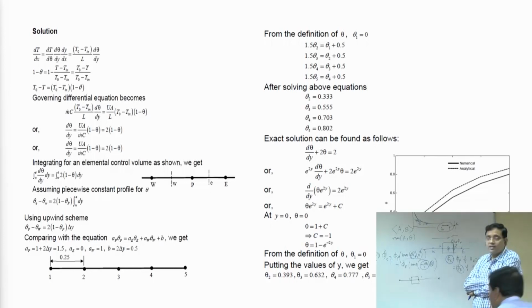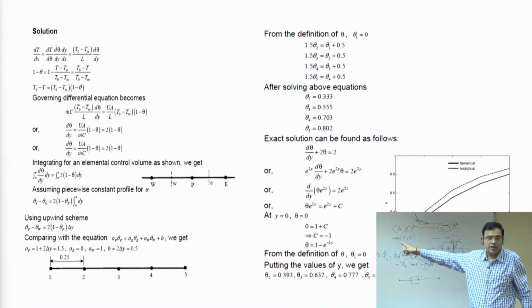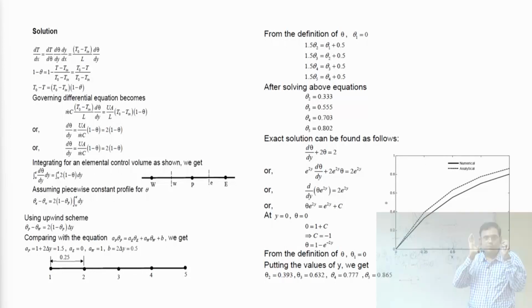And exact solution you can also find out, analytical solution, d theta dy plus 2 theta equal to 2. So, you can get the analytical solution, and with these values if you make a graph of the numerical and analytical, it will give you a complete picture of what your scheme is doing. Okay. And you may vary the parameters and see for which parameter your scheme is doing well and for which parameter your scheme is not doing well. So, these kinds of things may look to be very simple, but this is really the understanding of the subject.